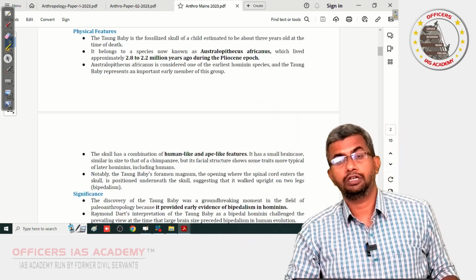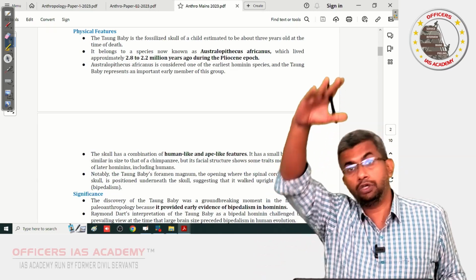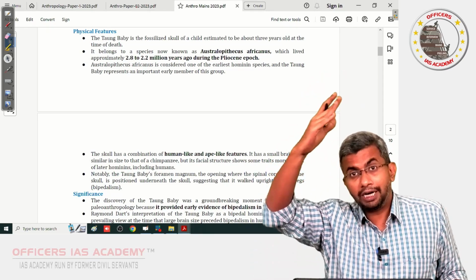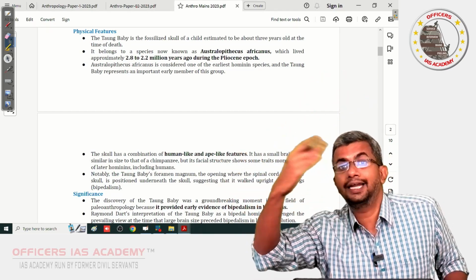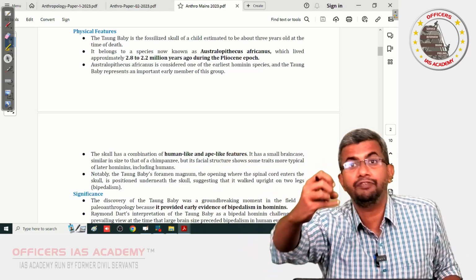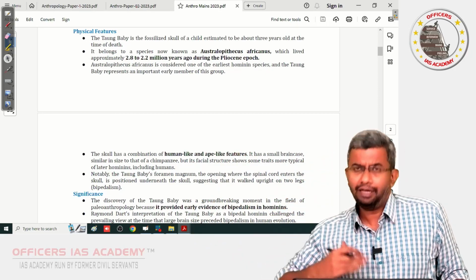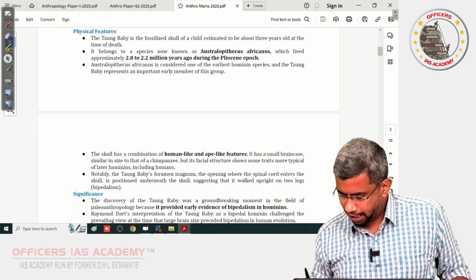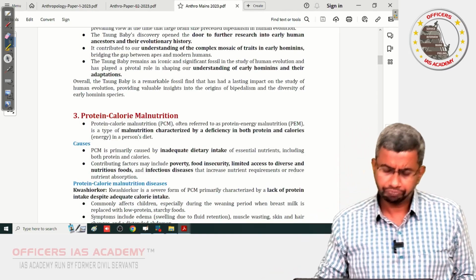There is a recent fossil evidence from Germany which dates it back to even 10 million years ago. So bipedalism is what would have happened first, and then encephalization of the brain. That is the significance of the Taung baby discovery. The characteristics and other points are available in this document.